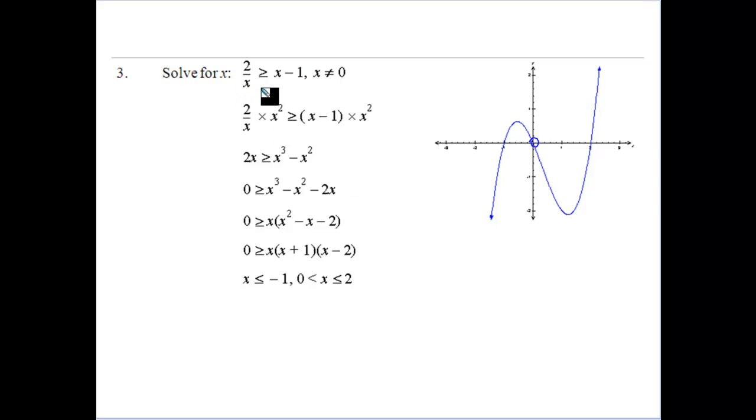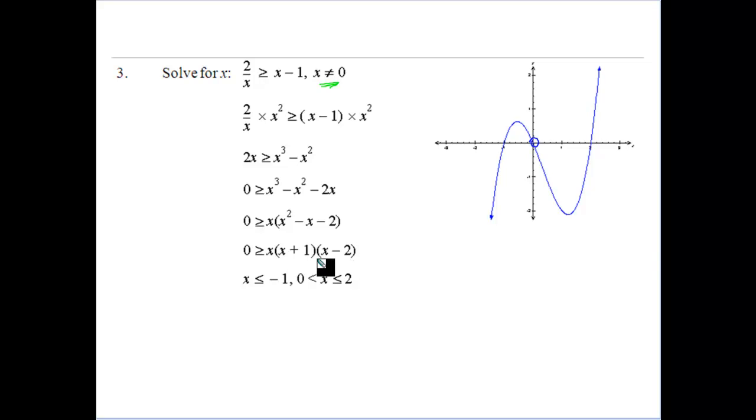Again, 2 on x, less than or greater than or equal to x minus 1. Set out that x cannot be equal to 0. Multiply by x squared, because we multiply by the denominator squared. And then start to collect our terms. Expand out, cancel, collect together. Then factorize, so the x outside of the x squared minus x minus 2, which factorizes to that.